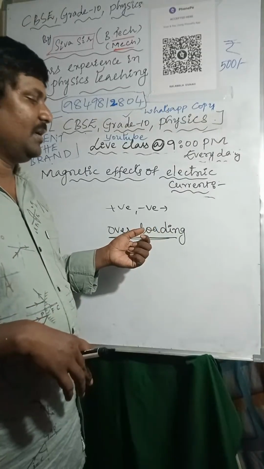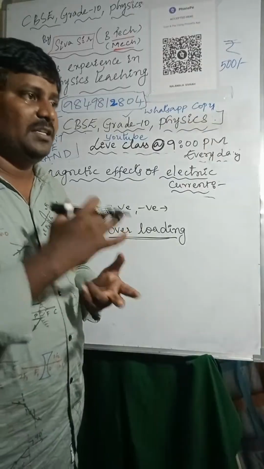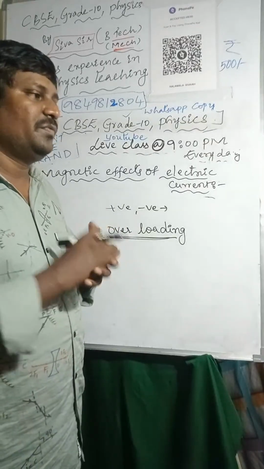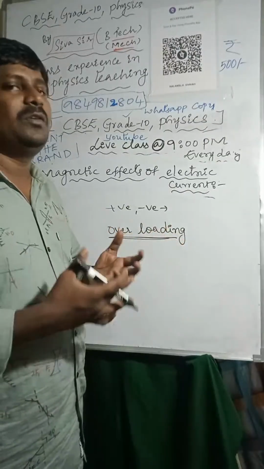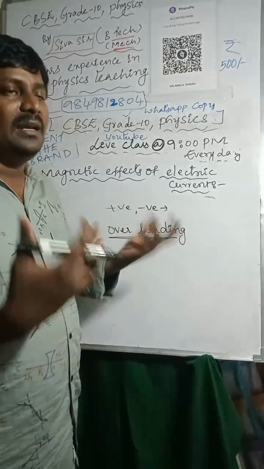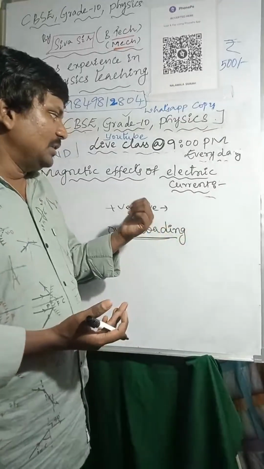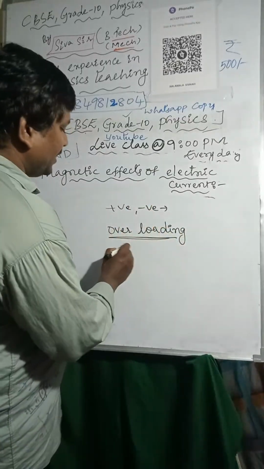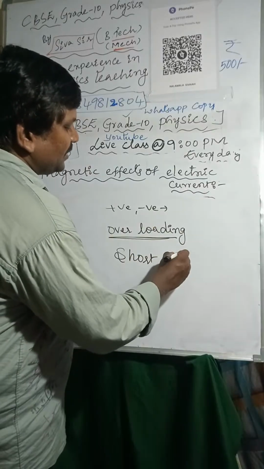Overloading is nothing but using heavy high voltage appliances: AC, washing machine, geyser, fridge. If you switch on all these appliances at a time, what happens? A heavy amount of current will be drawn from the mains, then it leads to a short circuit, and fire may occur. So that is about short circuit and overloading. These are very important terms.